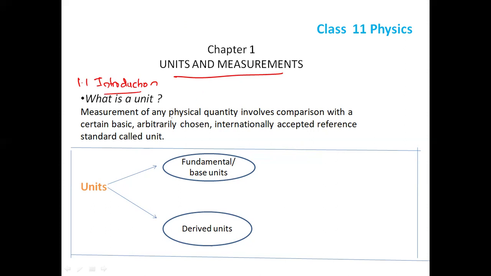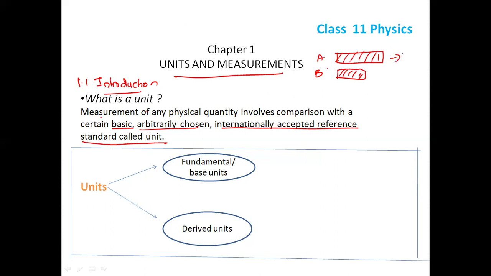The definition of unit is: measurement of any physical quantity involves comparison with a certain basic, arbitrarily chosen, internationally accepted reference standard called unit. Suppose we have two sticks. This is one stick and here you have another stick. Let's name them A and B. So I'm telling some person to measure the length of both sticks.